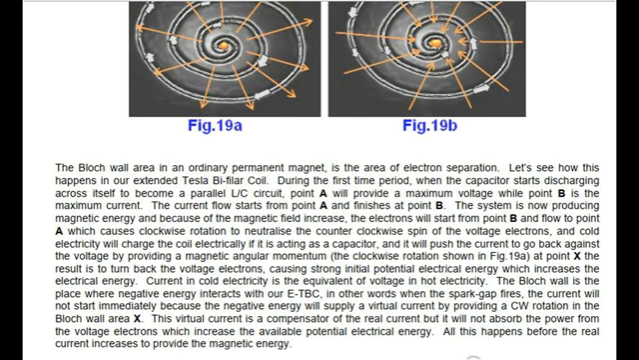The block wall is the place where negative energy interacts with our ETBC, in other words, when the spark gap fires, the current will not start immediately because the negative energy will supply a virtual current by providing a clockwise rotation in the block wall area X. This virtual current is a compensator of the real current, but it will not absorb the power from the voltage electrons, which increase the available potential electrical energy. All this happens before the real current increases to provide the magnetic energy.